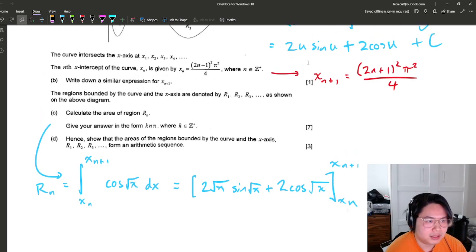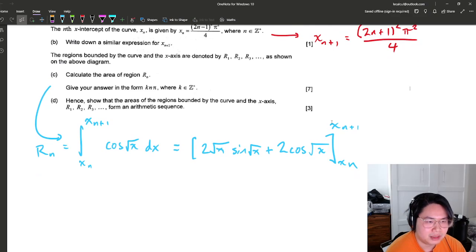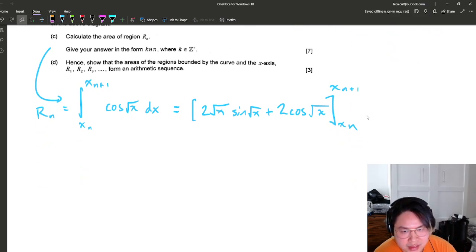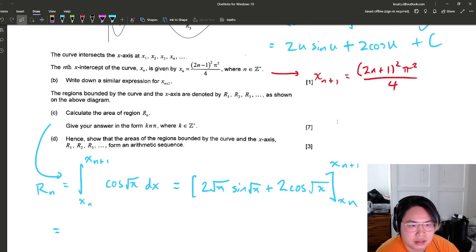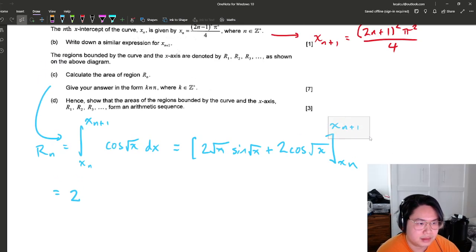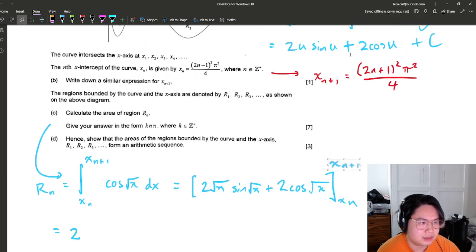Ew, and then I have to plug in like this. I mean, it's not that bad because these are perfect squares and I square root them, but this is just kind of long. How many marks is this question? 7? Nasty. Okay, and then I'm going to square root xn plus 1. So I'm going to square root this.